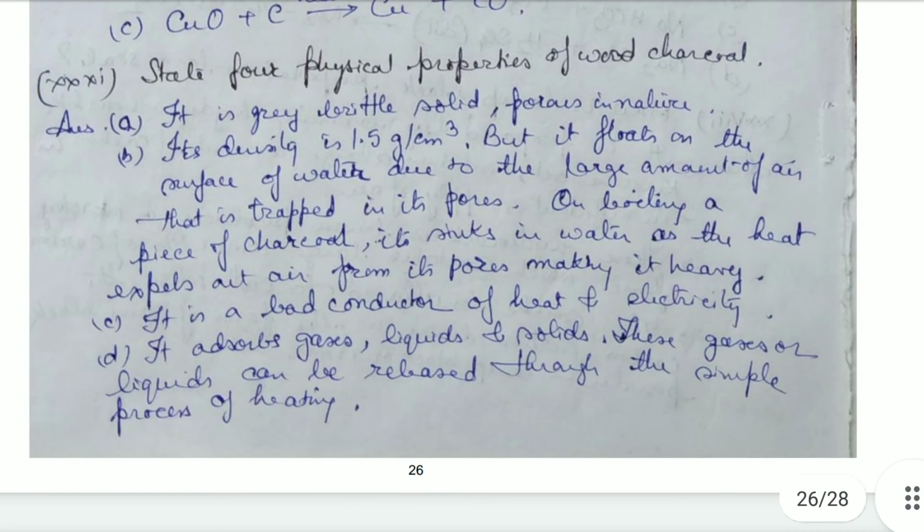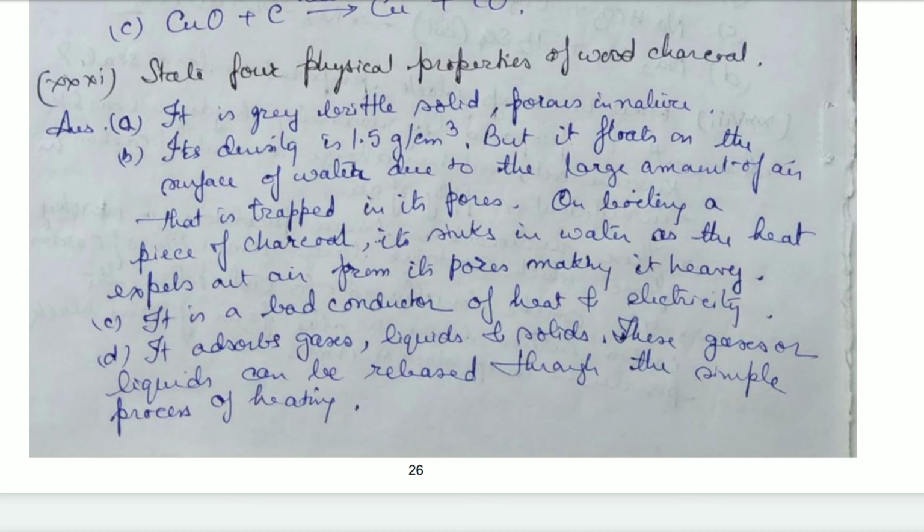Now state 4 physical properties of wood charcoal. It's a gray, brittle solid, porous in nature. Its density is 1.5 grams per centimeter cube, which means it is heavier than water, but it will float on the surface of water because it is porous. It has a large amount of air trapped inside the pores.